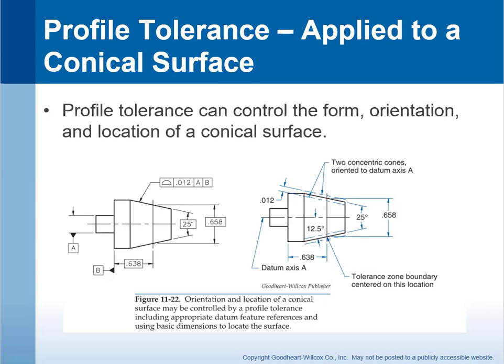One more slide I want to talk about is profile tolerance applied to a conical surface. Here is what that means. Essentially, by applying the profile tolerance this way, with your basic dimensions here, and then your basic dimensions here defining the size of this cone, we really have a tolerance that's defined by two concentric cones oriented about datum axis A. Okay, that's the end of this presentation. Thank you.